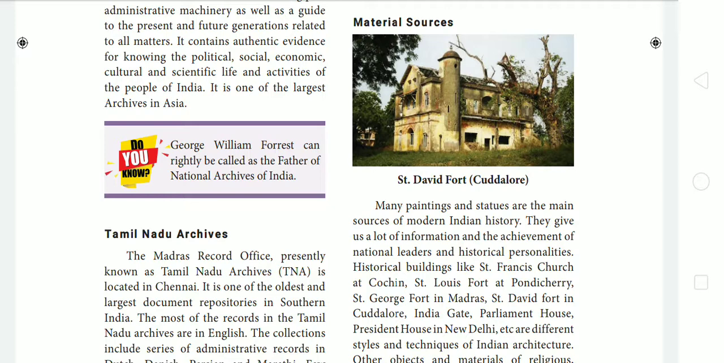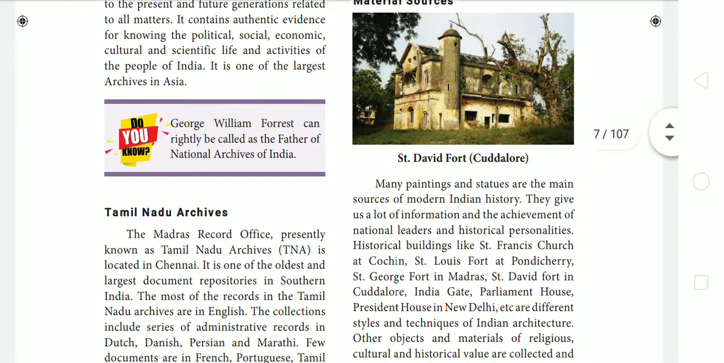Historical buildings like St. Francis Church at Cochin, St. Louis Fort at Pondicherry, St. George Fort in Madras, St. David Fort in Kadalur, India Gate, Parliament House and President House in New Delhi are different styles and techniques of Indian architecture. These are some important examples of our Indian architecture. You can see the picture of St. David Fort, which is located at Kadalur.